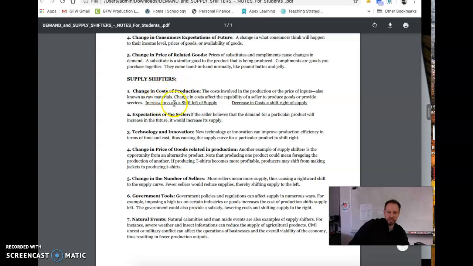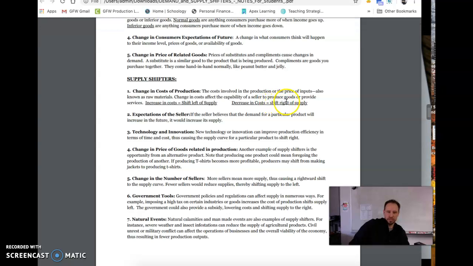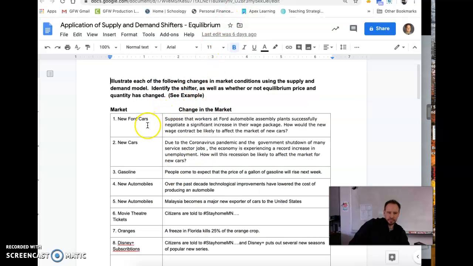On the supply side, change in production costs, and this is always going to be a big one. If costs get more expensive, an increase in costs, that's always going to shift supply to the left. If we see a decrease in cost, meaning the resources to produce a good or a service get cheaper, then supply is going to shift to the right. Others are expectations of the seller, technology, innovation, change in the price of related goods, number of sellers, and government tools, right: tax, subsidy, or new laws passed, or some natural event similar to what we're going through now globally. So with this assignment, I'll kind of help you here.